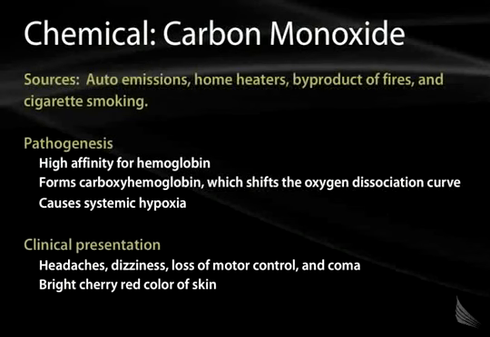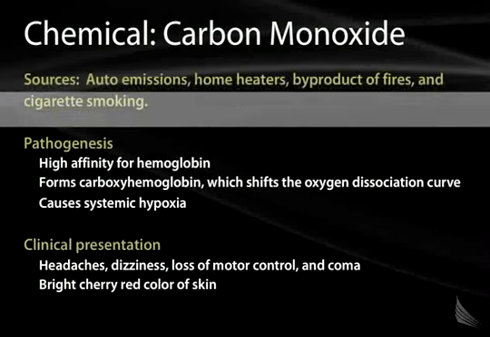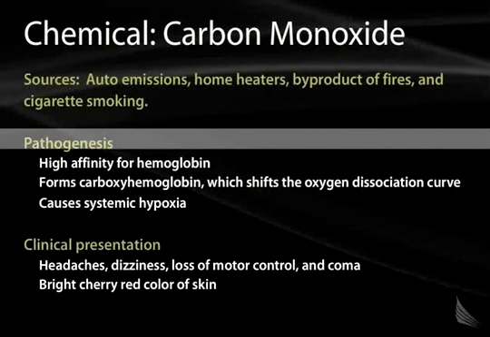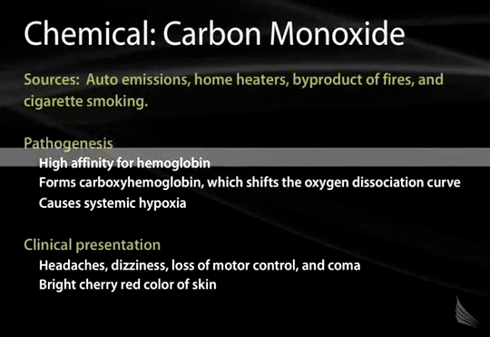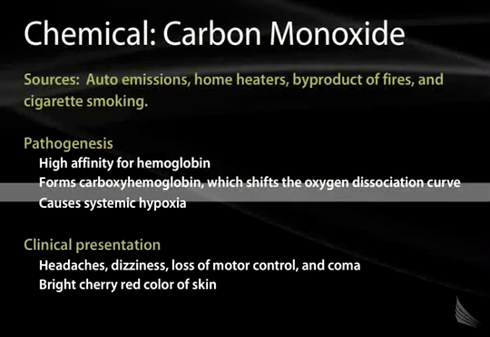Other chemicals that you can encounter in the environment include things such as carbon monoxide. There are various sources of this, including auto emissions, and remember it was one of the things that's emitted when you smoke, but also home heaters and byproduct, and carbon monoxide is obviously a byproduct of fires. The pathogenesis is due to the fact that carbon monoxide has a high affinity for hemoglobin, which forms, when it binds to hemoglobin, carboxyhemoglobin, and shifts the oxygen dissociation curve in the blood. This leads to the patient developing a systemic hypoxia.